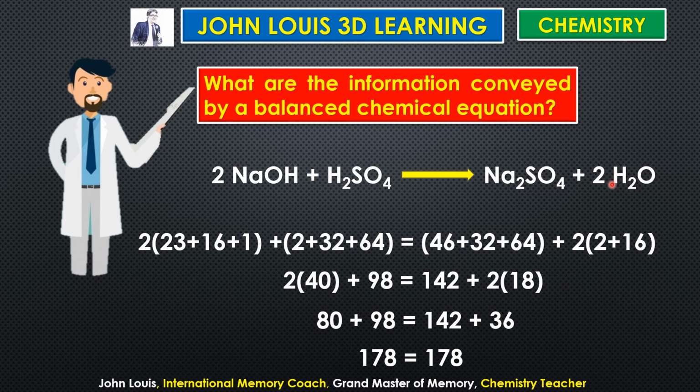Plus 2 molecules of water. We know the molecular mass of water is 18. In the previous video lessons we have learned hydrogen is 2, oxygen is 16. Therefore, 2 plus 16 is 18. There are 2 molecules of water. Therefore, 2 into 18 is equal to 36. So, the molecular mass of sodium sulfate is 142. So, 142 plus 36 is equal to 178. See here, the total mass of the reactants is equal to the total mass of the products. Therefore, law of conservation of mass is obeyed.